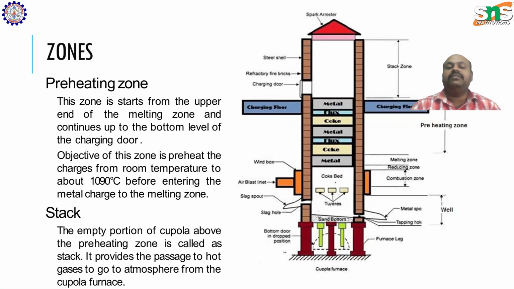The next zone is the preheating zone. This zone starts from the upper end of the melting zone and continues up to the bottom level of the charging door. The objective of this zone is to preheat the charges from room temperature to about 1090 degrees centigrade before the charge enters the melting zone. The next part is the stack, the empty portion of the cupola above the preheating zone. It provides a passage for hot gases to go to the atmosphere from the cupola furnace.